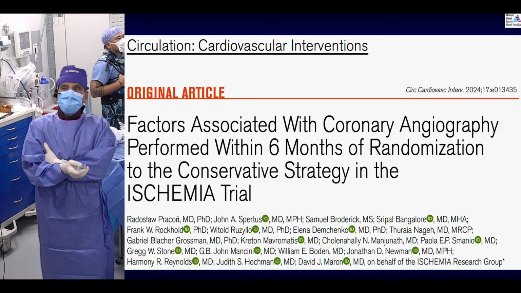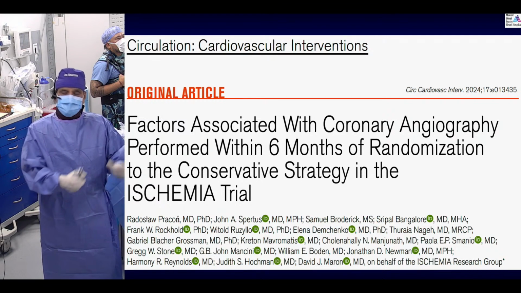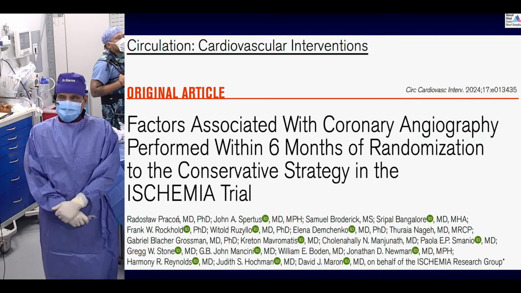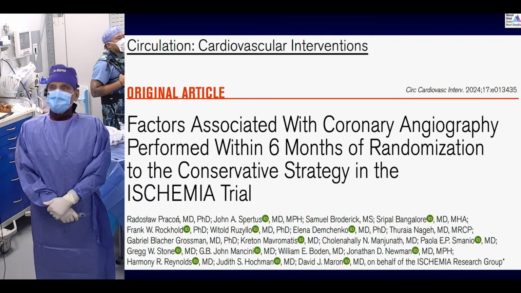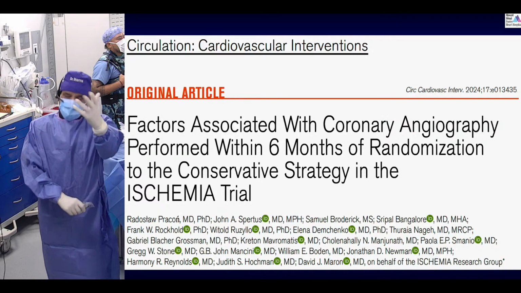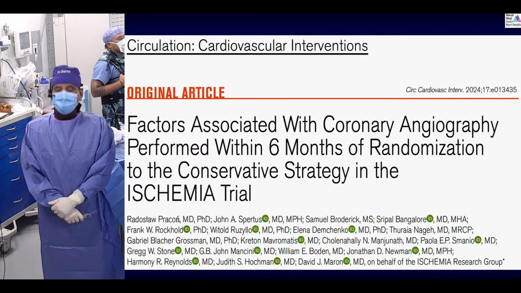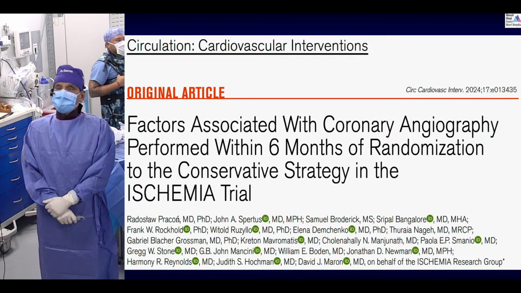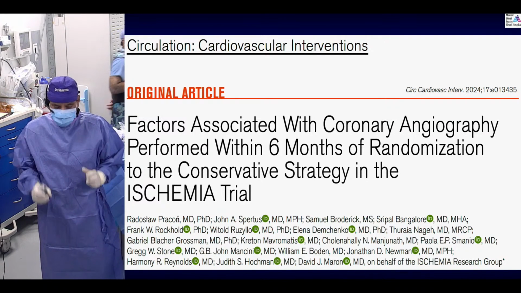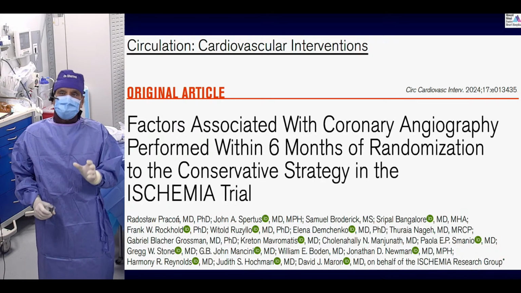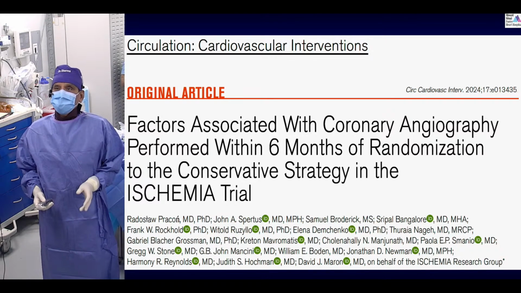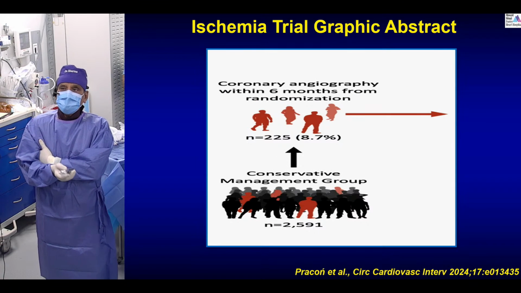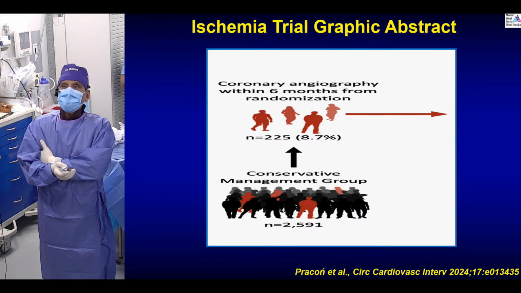Then another one is the ISCHEMIA trial. There was a conservative strategy and an invasive strategy. But what about the conservative strategy, in which patients had severe ischemia but were followed medically? And remember, overall, in the 5-year time period, about 25% in the conservative strategy required revascularization. But the key is they came up with factors on which patients, if you decide on a conservative approach, require coronary angiography within 6 months. And this is from the ISCHEMIA group. So overall 2,500 patients, and of them 225 required it.